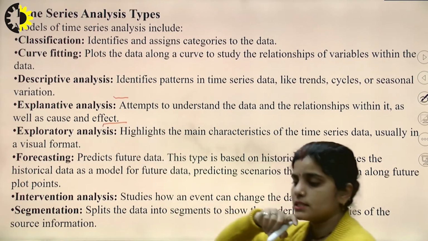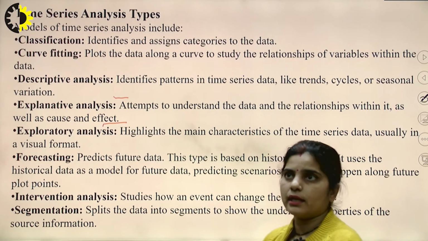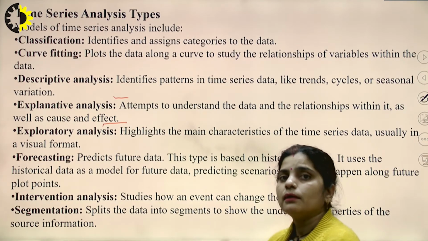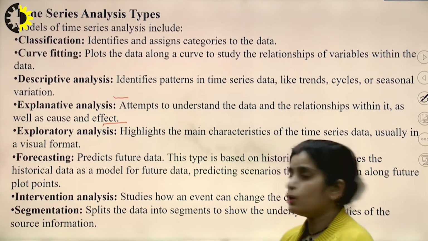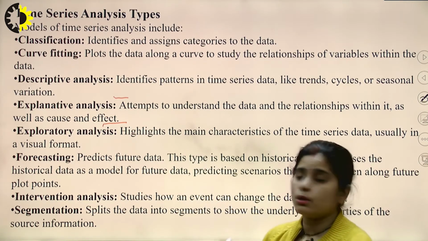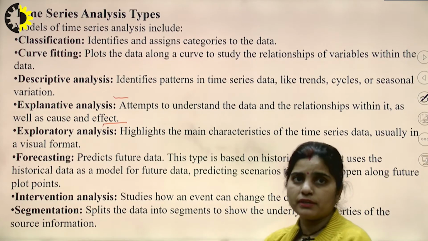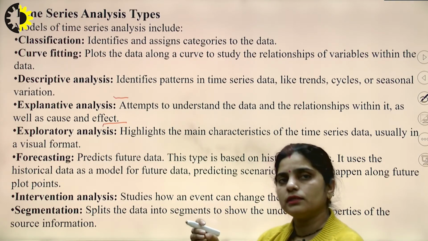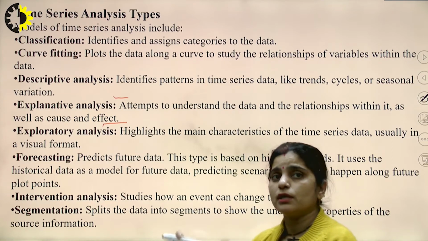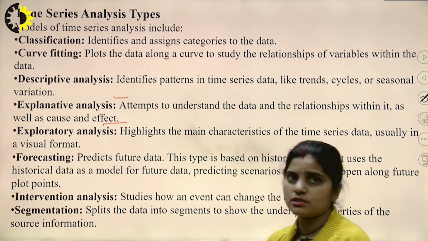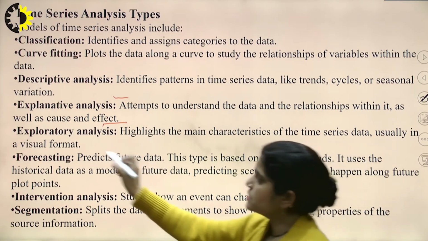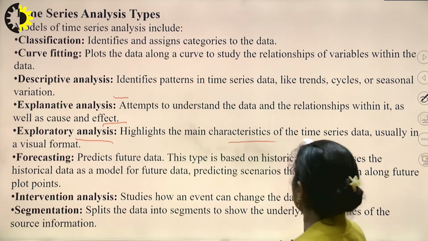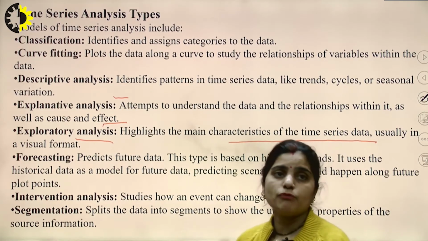Just like, if we take an example, by doing exercise we can lose weight. Here we can identify the cause and effect relationship: the cause is exercise, and it reduces the weight. So the effect is weight loss and the cause is exercise. Next one is exploratory analysis. In this, we highlight the main characteristics of the time series data, just like in a visual format.